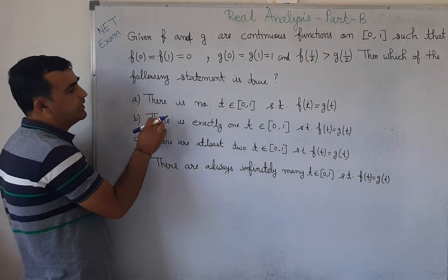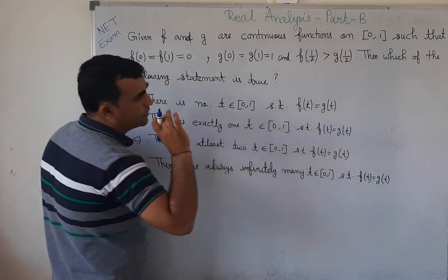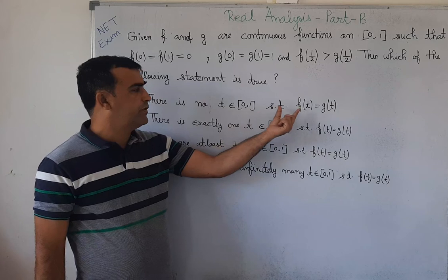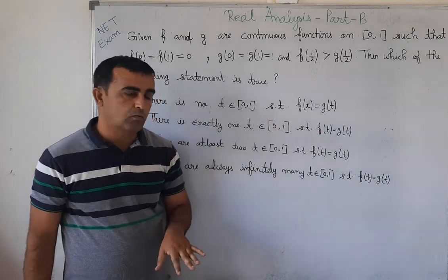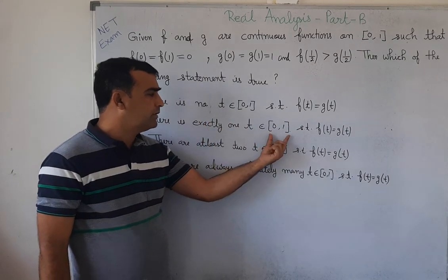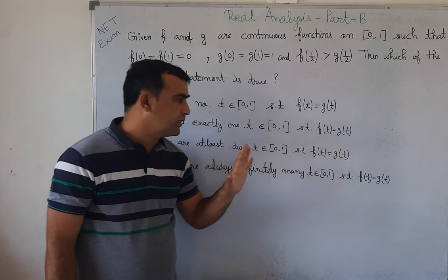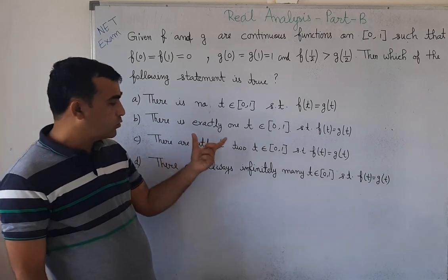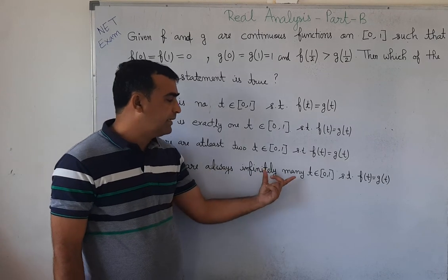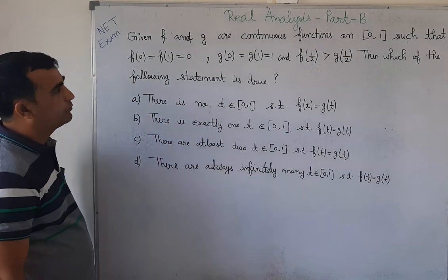In the first statement, it says there is no t belonging to [0, 1] such that f of t is equal to g of t, meaning there are no elements in this closed interval for which these two functions are equal. In the second option, there is only one element in this closed interval for which these two functions are equal. In the third option, at least two elements exist in this interval, and in the fourth option, infinitely many elements always exist in this interval for which f of t is equal to g of t.